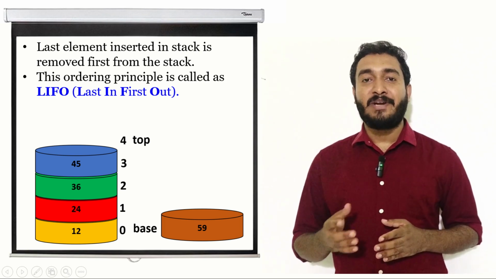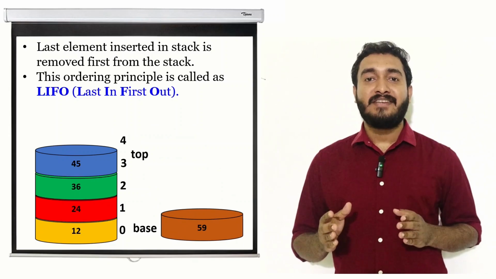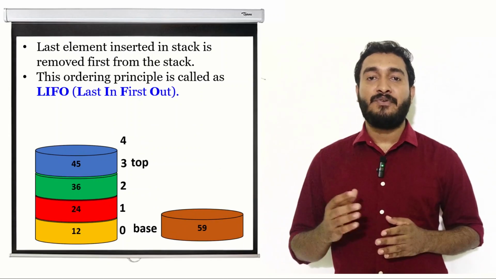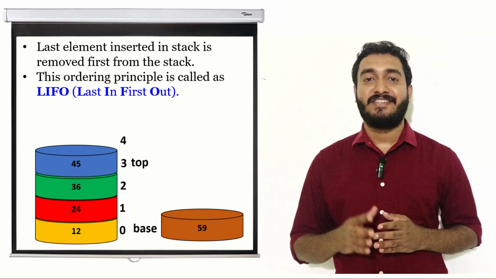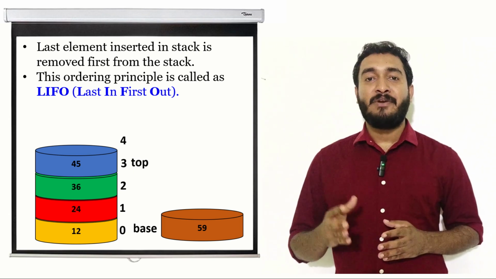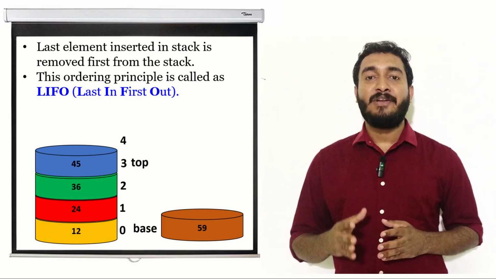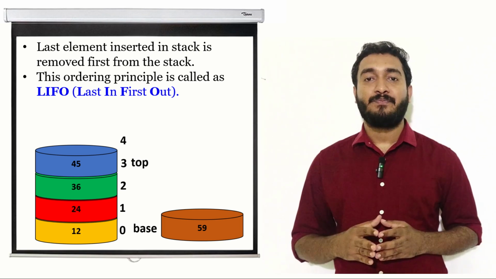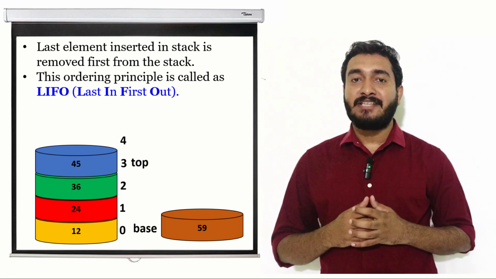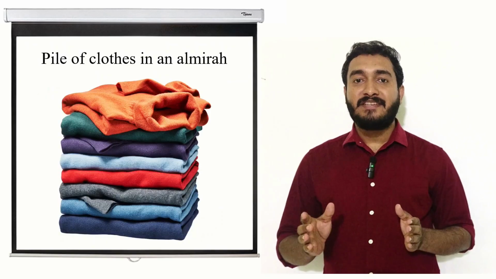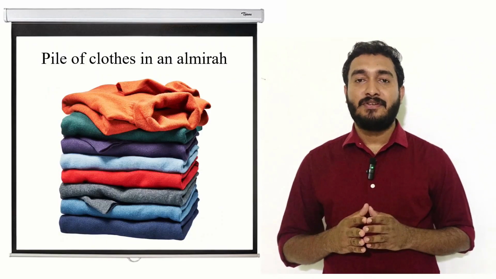Now there are only 4 elements. So what element is at the topmost position? So 45 is at topmost position. So what is the value of top? The value of top is 3 now. Let us learn some of the real world examples for stack. The first example is pile of clothes.